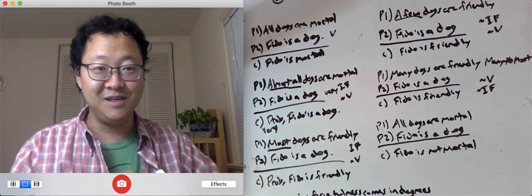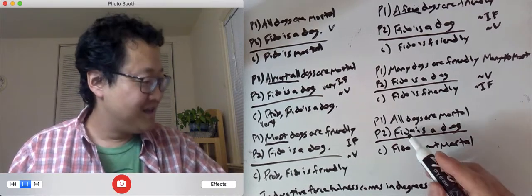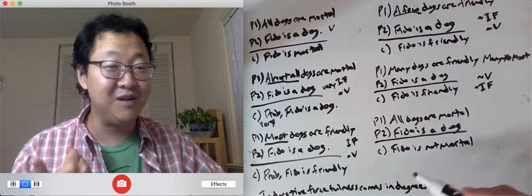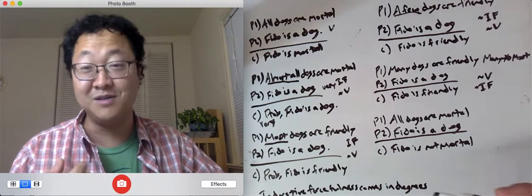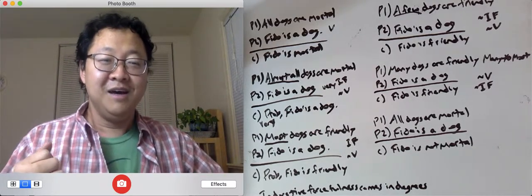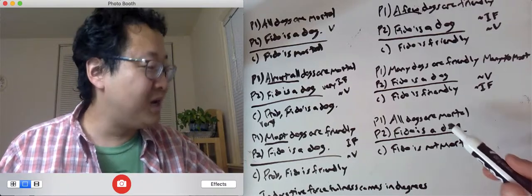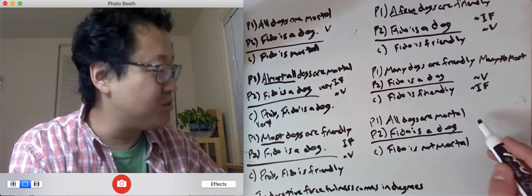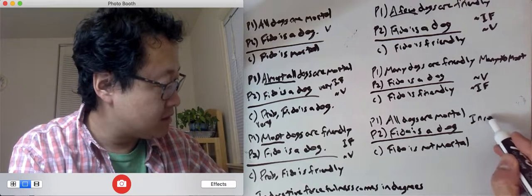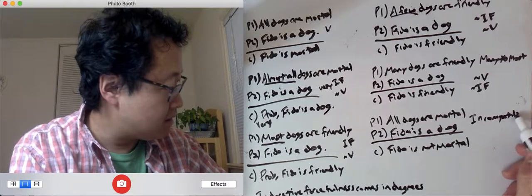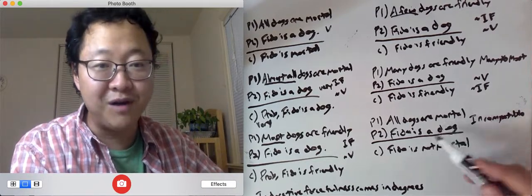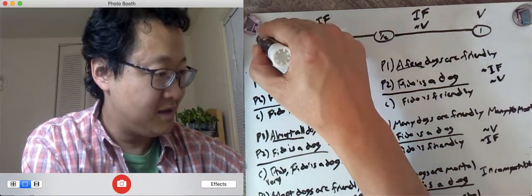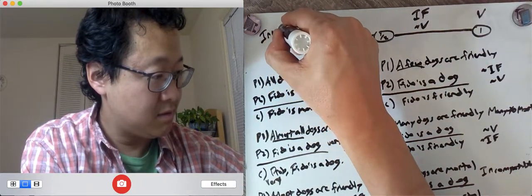Now this one's interesting. Okay, if all dogs are mortal, and Fido's a dog, it seems like it should follow that Fido is mortal, but this is saying Fido is not mortal. Okay, but that's impossible. It's impossible for the premises to be true and the conclusion to be true, and that's what we call incompatible. So it's a new category where it's just impossible for all three statements to be true. It's really what should belong up here. Incompatible.